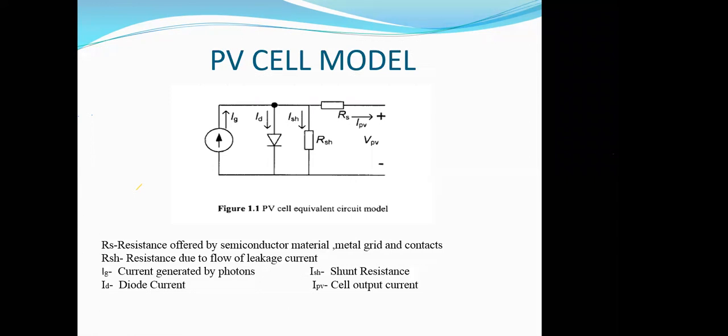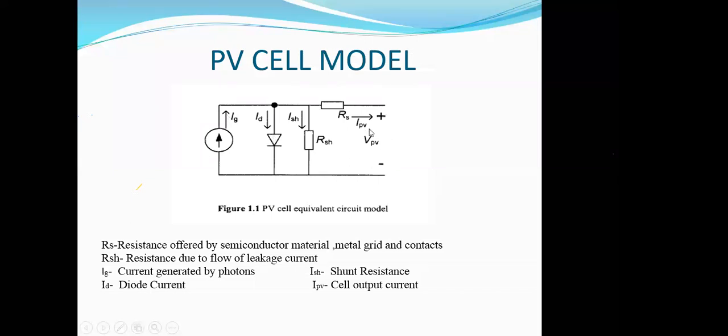Because when we design the PV cell, we have to use semiconductor materials, and then there are contacts which are joined together, and then the metal grid. All will have resistance. So this resistance is shown by RS. Then there will be some leakage current, which is shown by RSH. Then there is some other leakage also that is shown through ID. So this is the basic PV cell equivalent circuit.